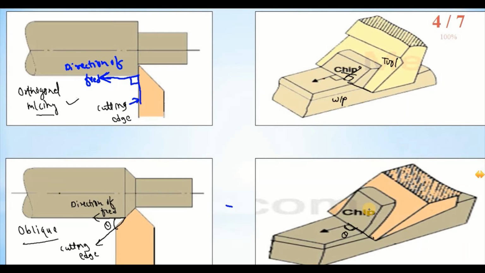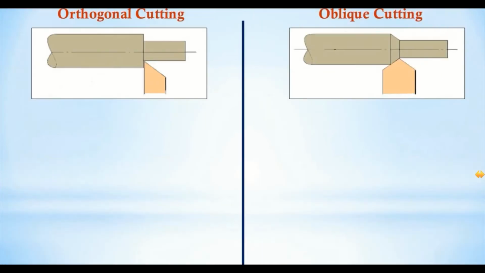Now in orthogonal cutting, the shear force per unit area is high, because the cutting edge is perpendicular to the cutting velocity vector, and we are getting two forces, that is Fc and Ft, which give the maximum shear force per unit area.